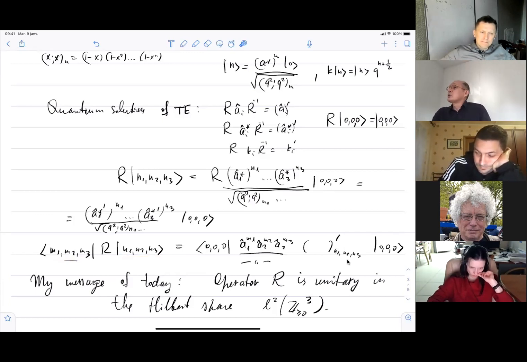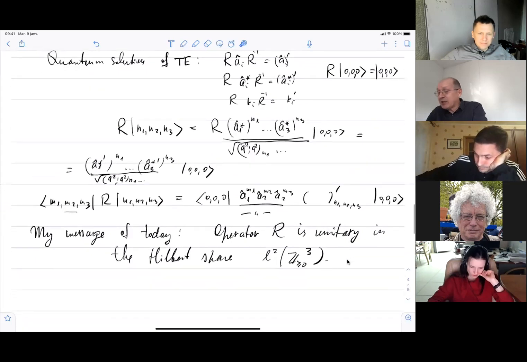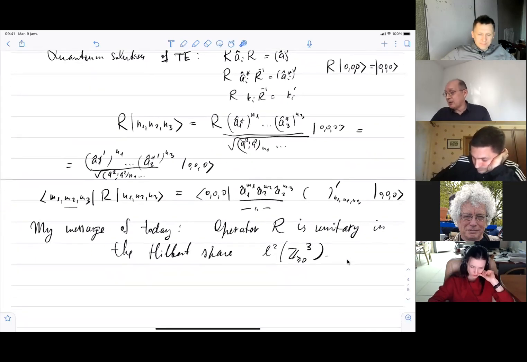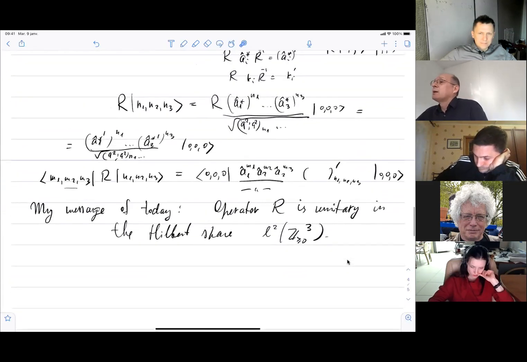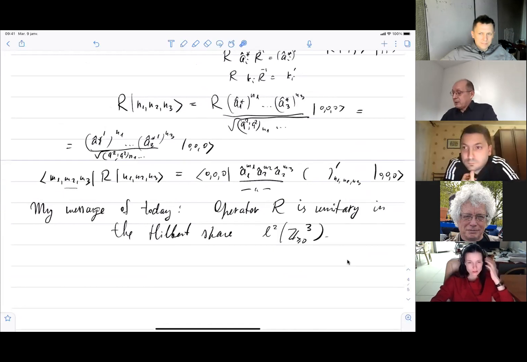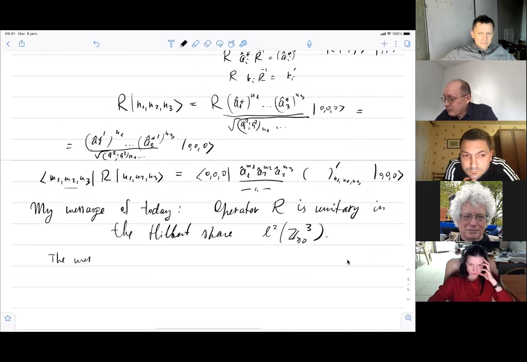And to finish, let me give you the reason why I made this claim, why this operator is unitary, something which is completely ignored by the discoverers of this R matrix. My claim, the message, is based on the following.